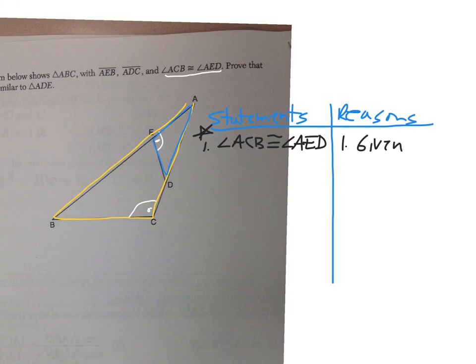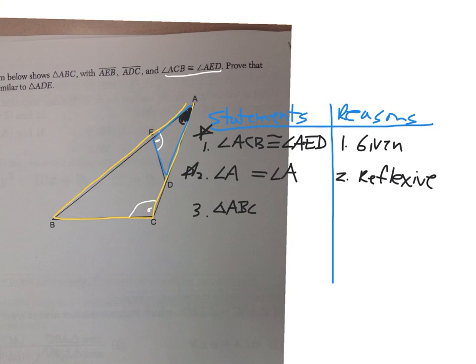Now I just need one other pair, and I can figure that out by using the reflexive property. The reflexive property is when you say that something is congruent to itself, and that's what I need here with angle A. So angle A in the yellow triangle is equal to angle A in the blue triangle. And that's it. That's all it's needed. So now I can say that the triangles are similar to each other. Triangle ABC is similar to triangle ADE by angle similarity. And that's it.